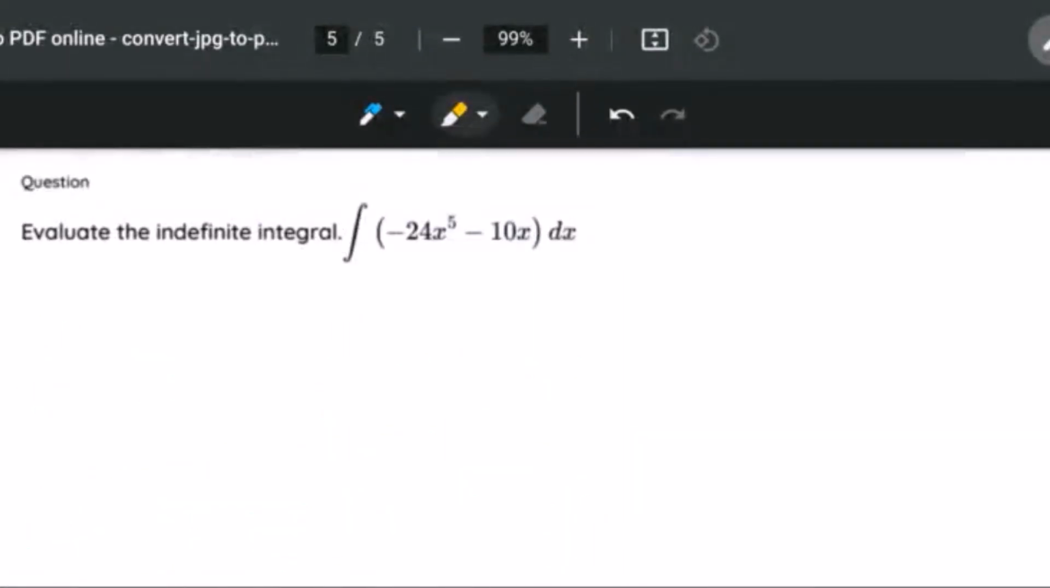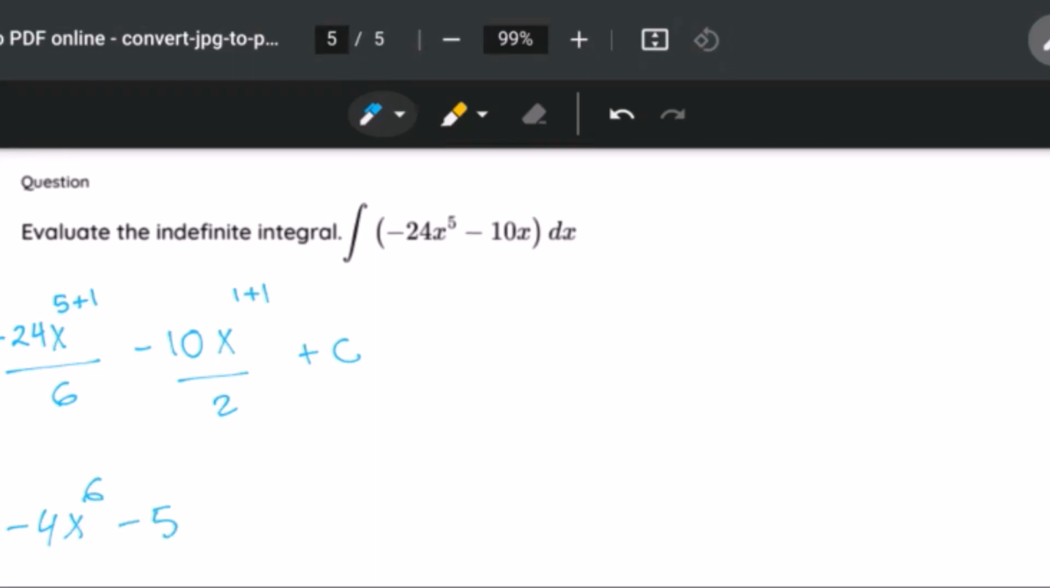The indefinite integral of negative 24x to the power of 5 minus 10x dx. We know to start with the power rule of integration, so negative 24x to the power of 5 plus 1, that's a 6, and then minus 10x, 1 plus 1, that's a 2, plus c. Then negative 24 divided by 6 is negative 4, then x to the power of 6, and then negative 10 divided by 2 is negative 5, x to the power of 2 plus c.